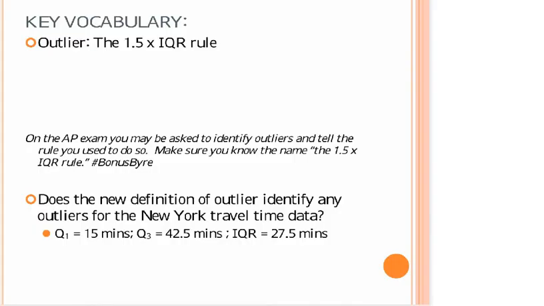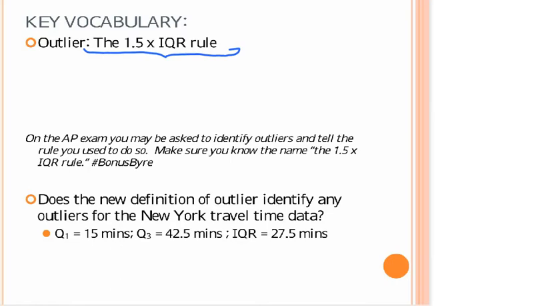All right, key vocabulary, outlier. I told you earlier an outlier is something that doesn't fit, but I did not give you a specific thing to do. Well, the outlier actually has a rule. There's several rules. This is the most common rule. We're going to use this one. And it is the 1.5 times IQR rule.